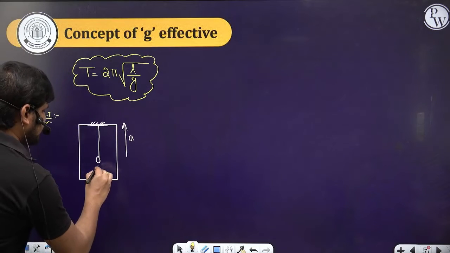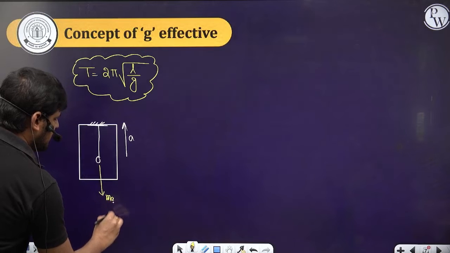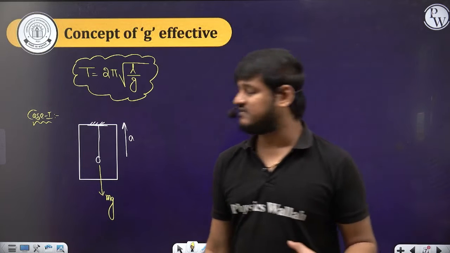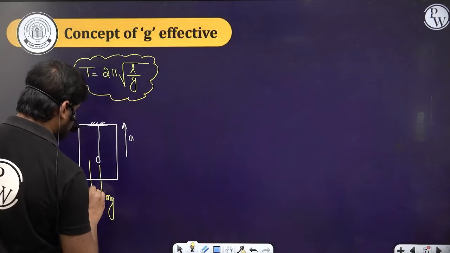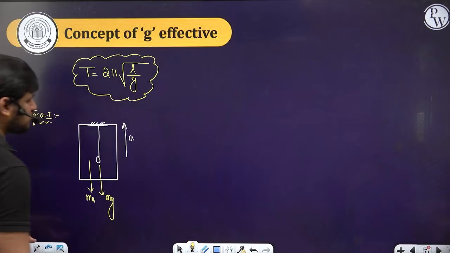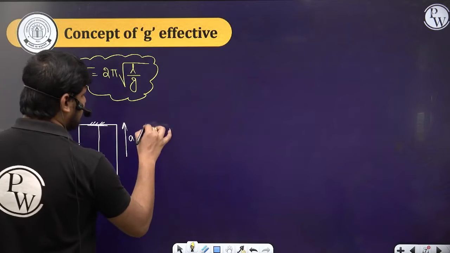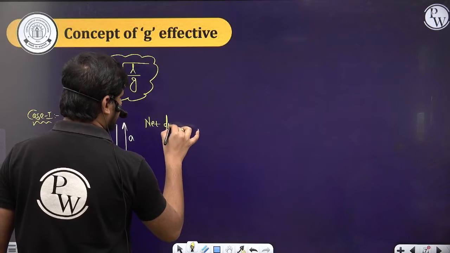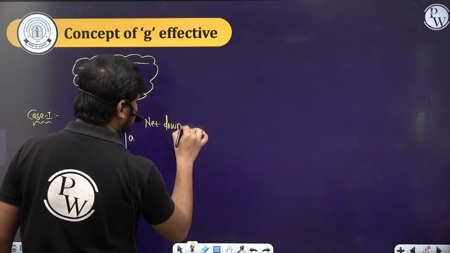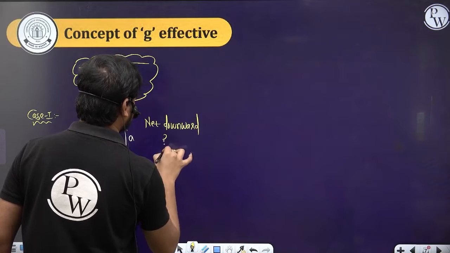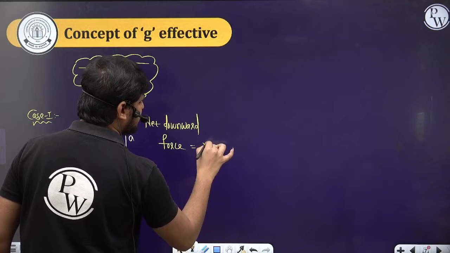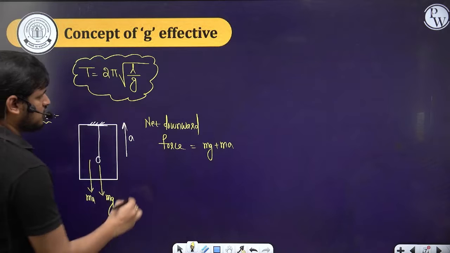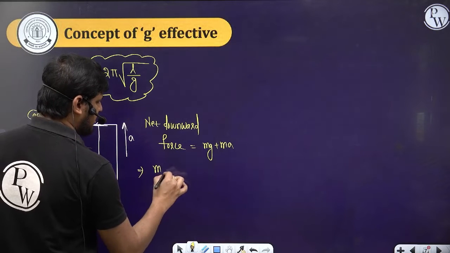Because its weight is acting as mg downward. If the object is inside the accelerated frame, the new force that we consider is a pseudo force. What is a pseudo force? It is ma. Now the net downward force, the total force downward, is equal to mg plus ma. Now what is the net downward force? It is m into G effective.